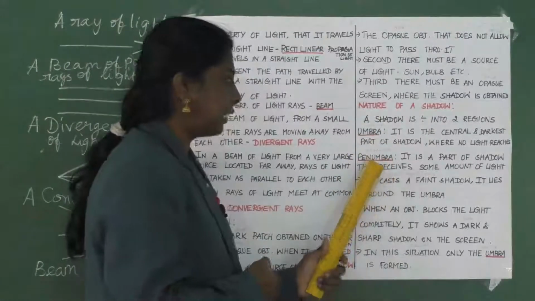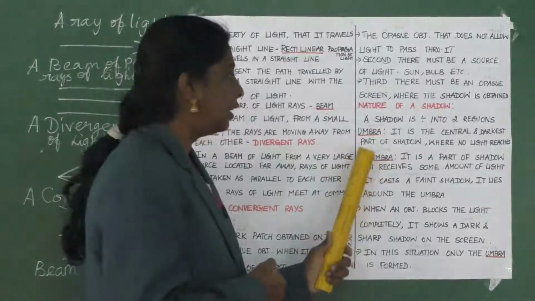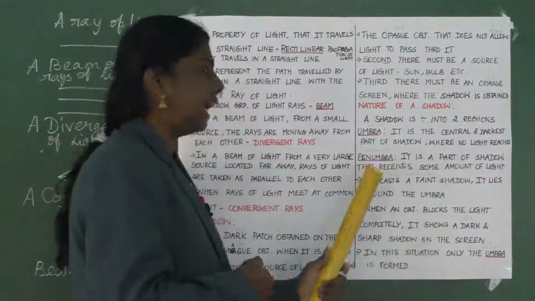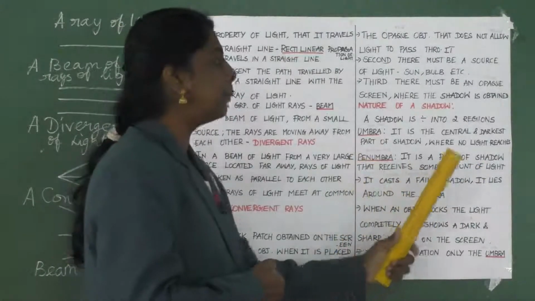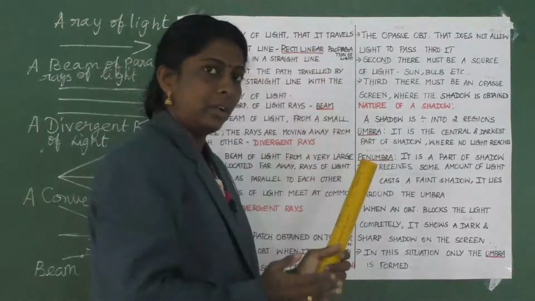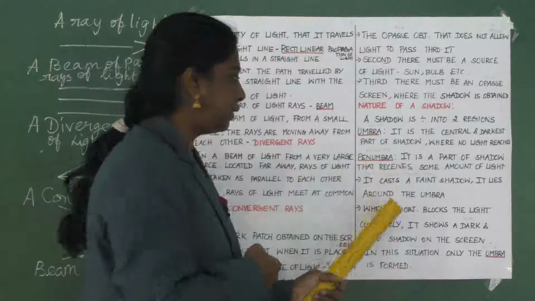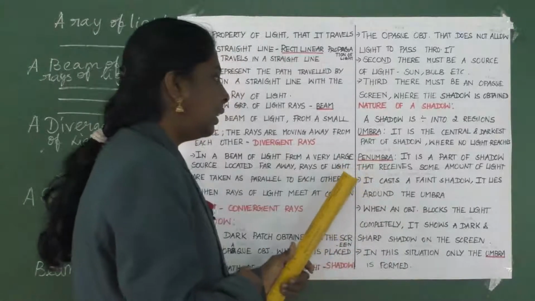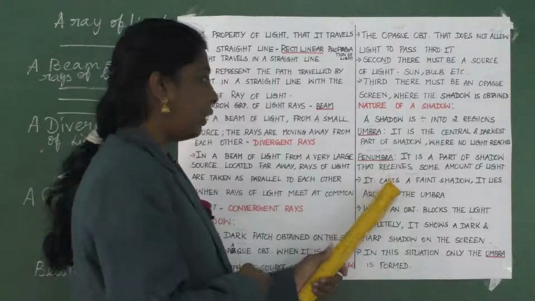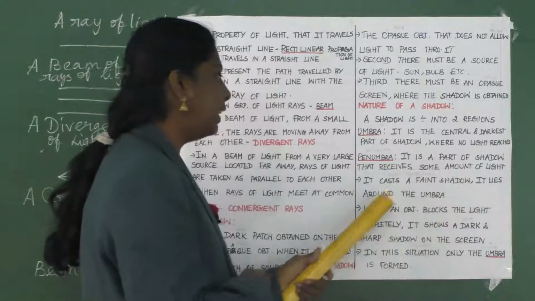Then the second classification, that is penumbra. What do you mean by this? It is a part of the shadow that receives some amount of light. It's not the exact center, but it is surrounding the center and it also receives light. It casts a faint shadow. It lies around the umbra.